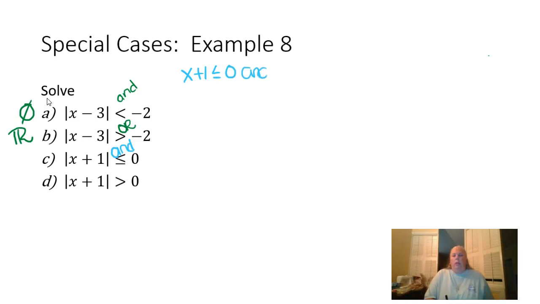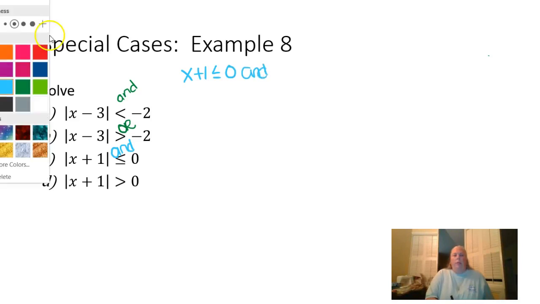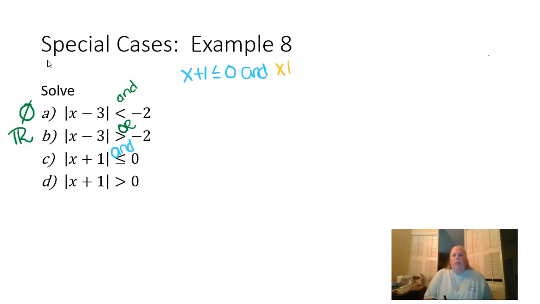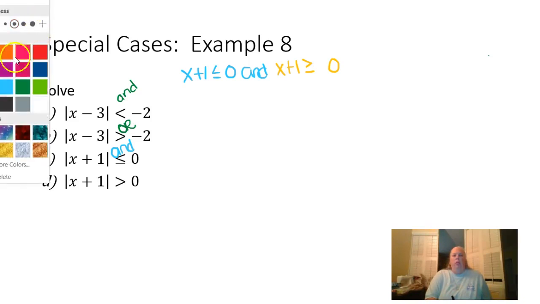And for our second inequality, we're going to have x plus 1, turn the sign around, greater than or equal to, change the sign on 0. Well, negative 0 doesn't make any sense here, so let's get rid of that negative sign there. And this is what we're going to draw. X plus 1 is less than or equal to 0, and x plus 1 is greater than or equal to 0.